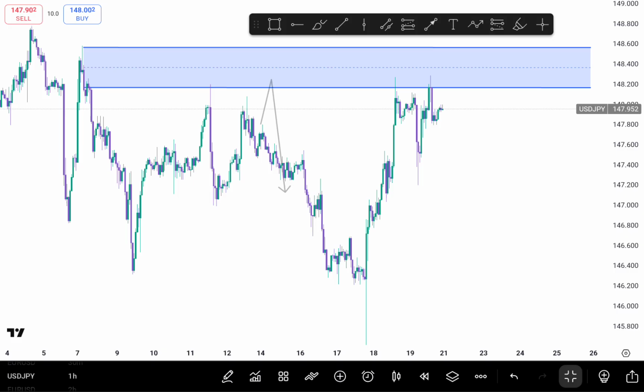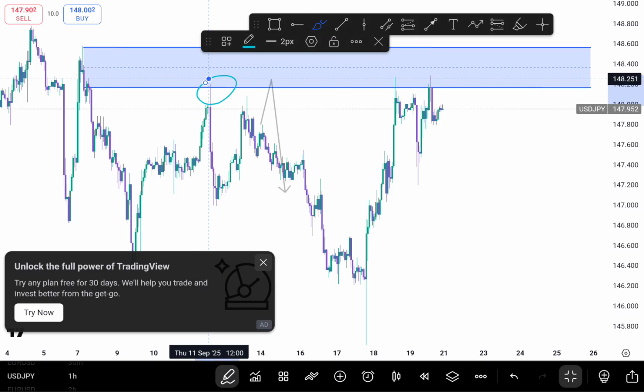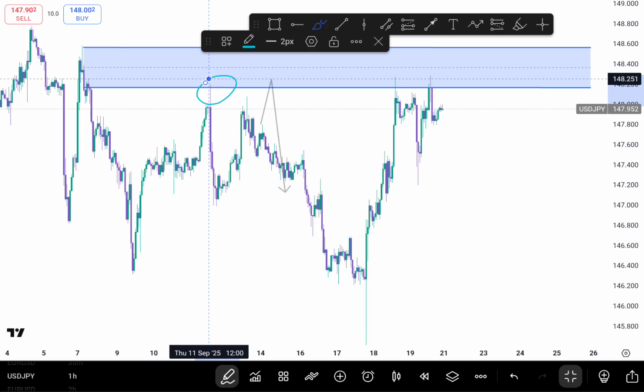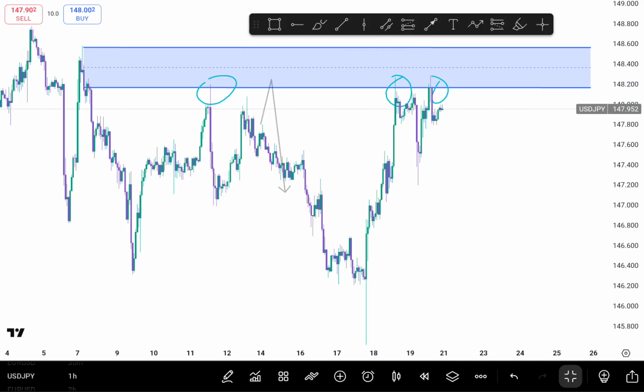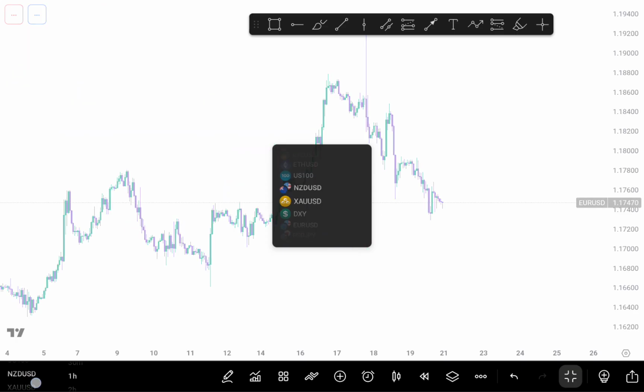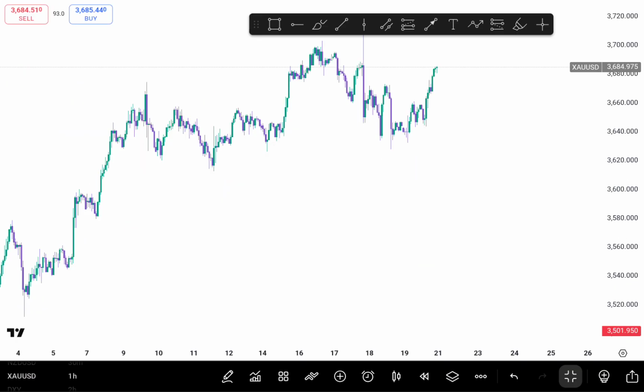See, price mitigated our point of interest here and reacted down, still came back and mitigated it here and also here. So we made some good profit from the USD/JPY. So moving on, we also looked at gold, XAU/USD.